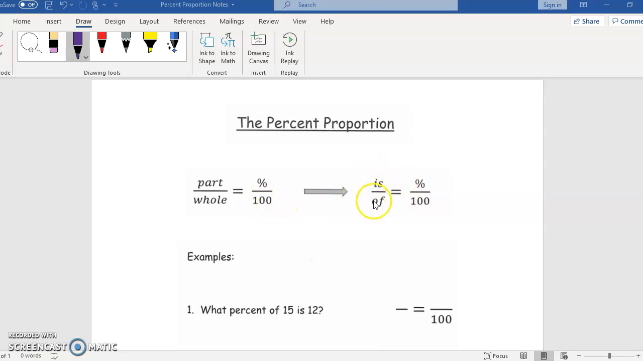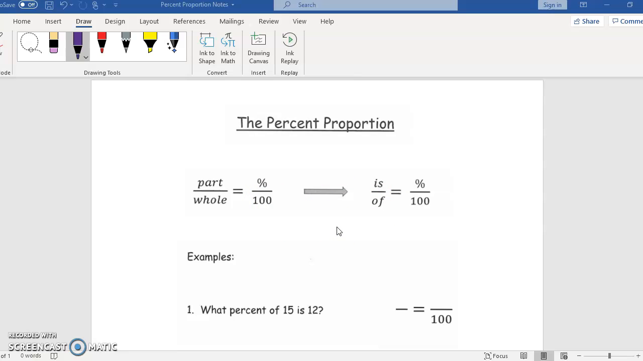And then over here is kind of a key. It's the same proportion. This is also your percent proportion, but you're just going to use some keywords. So the keyword "is" kind of represents the part, and the keyword "of" kind of represents the whole. That's going to help you know which number goes on top that represents the part, and which number goes on the bottom that represents the whole. So these two proportions mean the exact same thing.